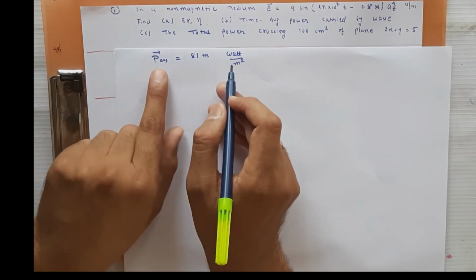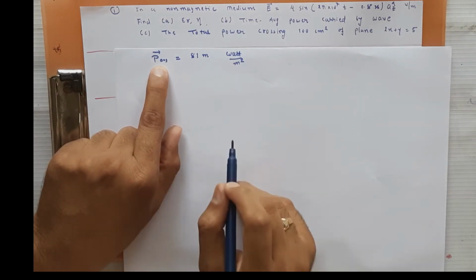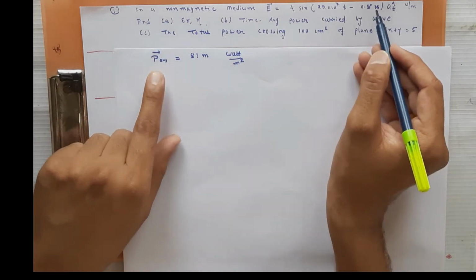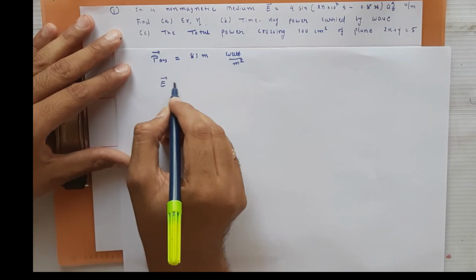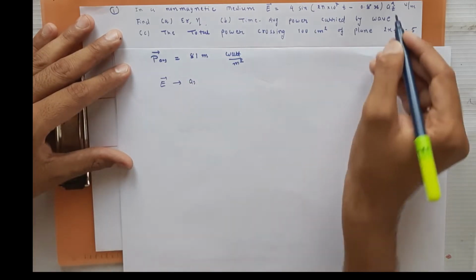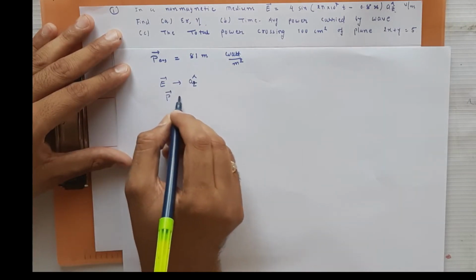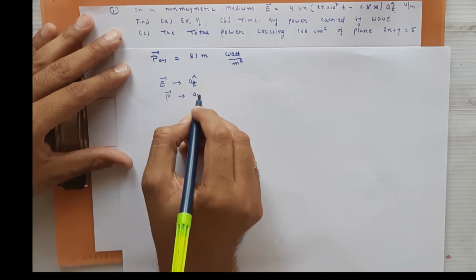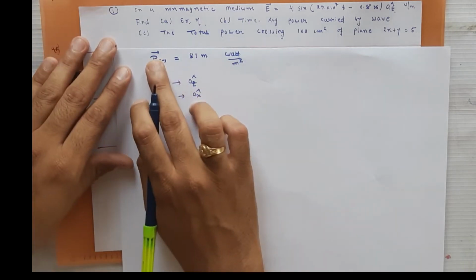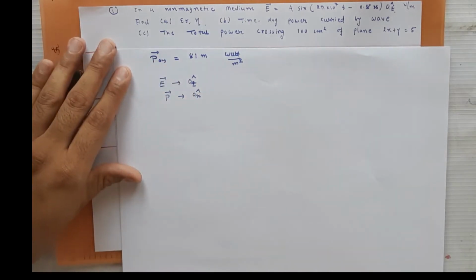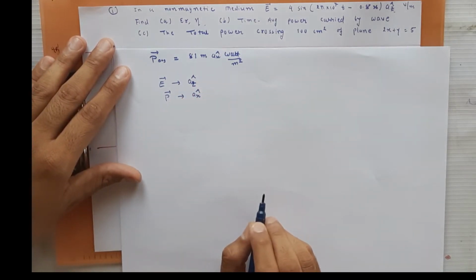Now the question is, in which direction is the power present, or you can say in which direction the wave propagates. Here the electric field is present in which direction? The electric field is present in the z direction. Which one is the propagation direction? The propagation direction is the x direction. So the time average power carried by the wave is in the x direction. So it is 81 milli ax watt per meter square.